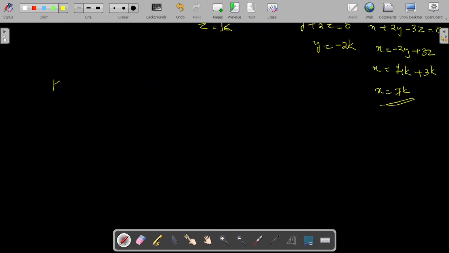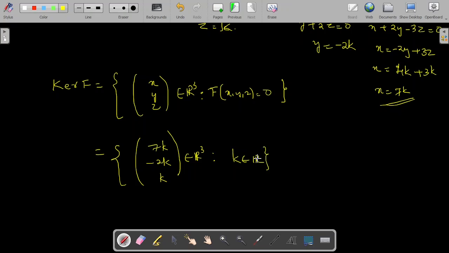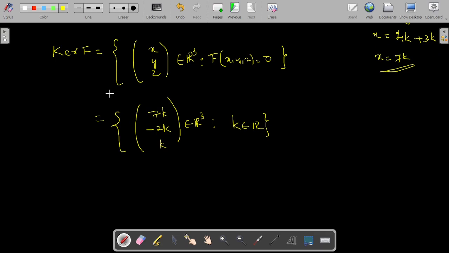Therefore I get kernel of T, kernel of f, equal to the set of all x, y, z belonging to R cube such that T of x, y, z equal to 0. T is f here. Okay, so which vectors map to the 0 vector? I got here kernel of f as 7k, minus 2k, k, belongs to R cube, this vector, such that k belongs to R, any real value. So this is the kernel.